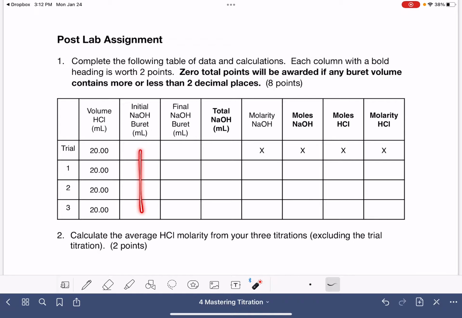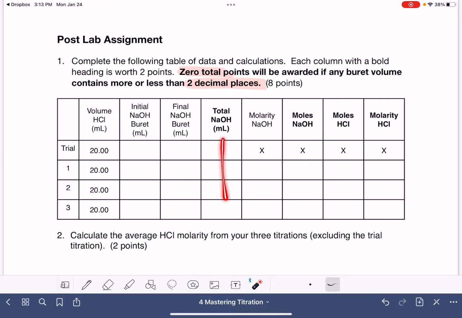The first 2 columns, initial and final NaOH volumes, are things that you recorded while you were doing the experiment. Please notice that you need to have 2 decimal places for all of your burette volumes, or you're not going to get any points. Make sure you have all those in there.